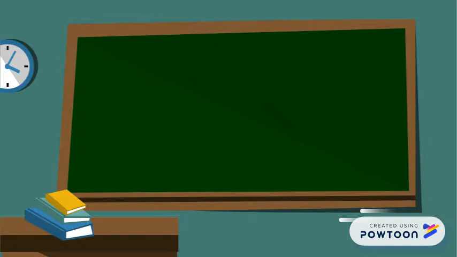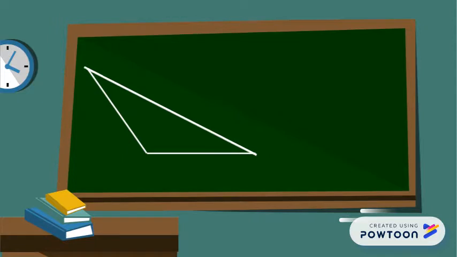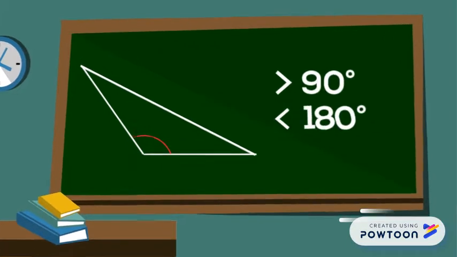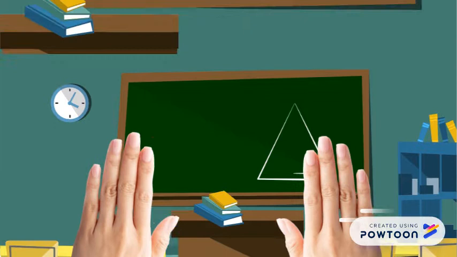Let's move on to classifying an obtuse angle. For an obtuse triangle, there must be an angle that is greater than 90 degrees, but it must be less than 180 degrees. Now that we understand how to classify an angle, let's try some together.